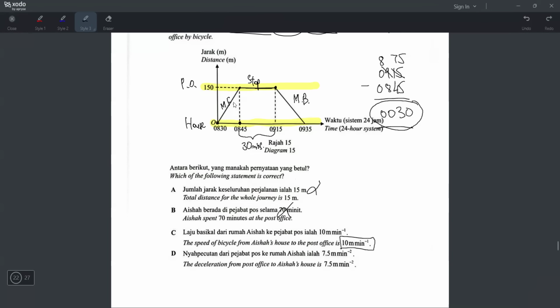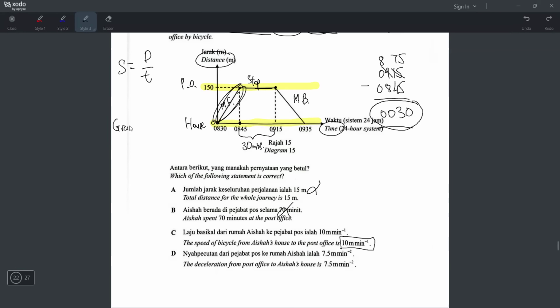Okay, nak tahu speed bicycle from house to post office, you have to find the gradient of this line. The gradient. Because this one is DTG, distance time graph. And to find speed, the formula is distance bahagi time. And the y-axis is distance, right? And the x-axis is time. So basically, you are finding the gradient lah. But you need the coordinate here.